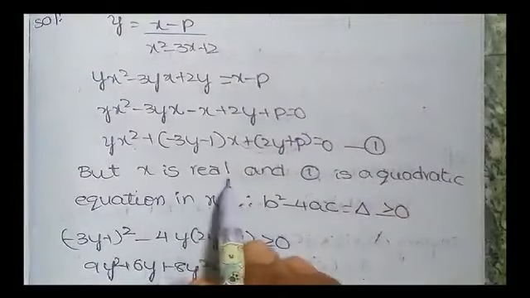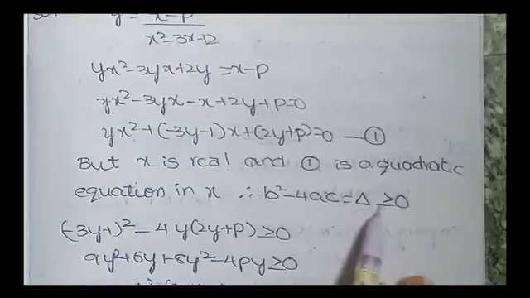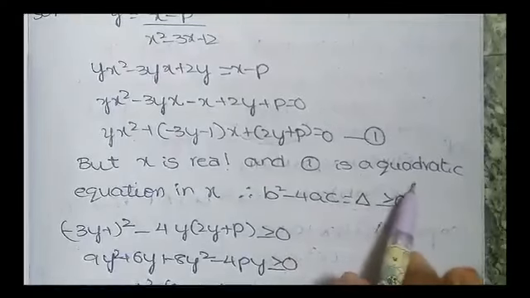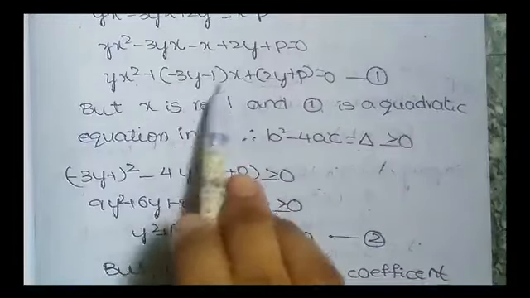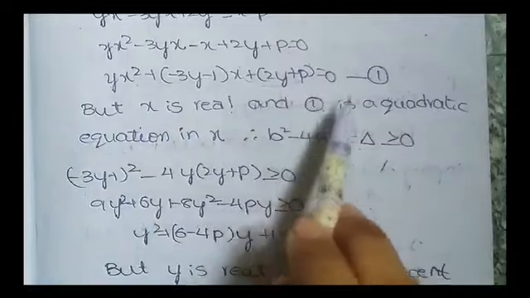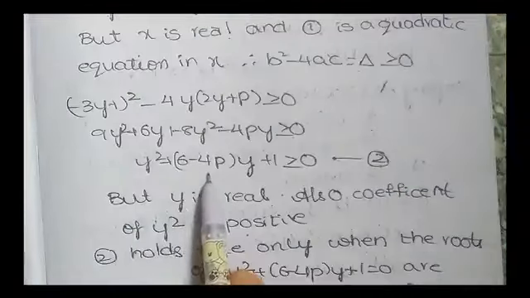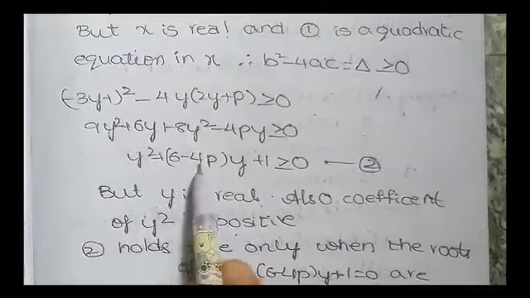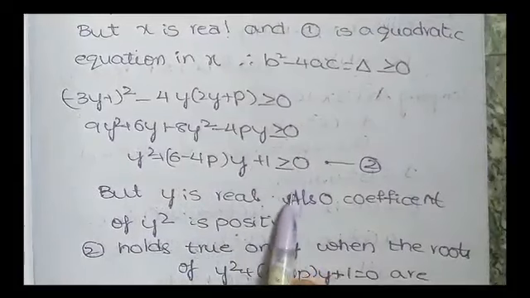But x is real, so we can find the discriminant, that is b square minus 4ac, that is delta greater than or equal to 0. So here b is minus (3y minus 1), a is y and c is 2y plus p. So substitute the values. So here I got another quadratic equation, that is y square plus (6 minus 4p)y plus 1 greater than or equal to 0.